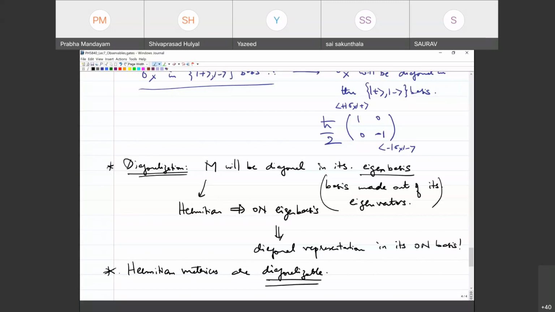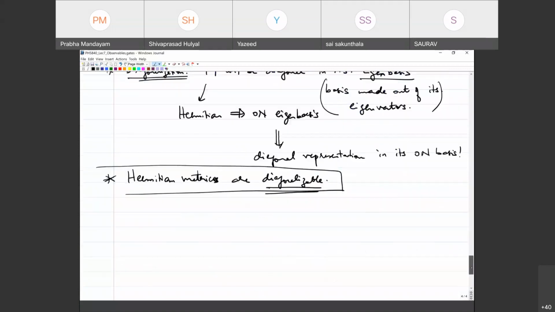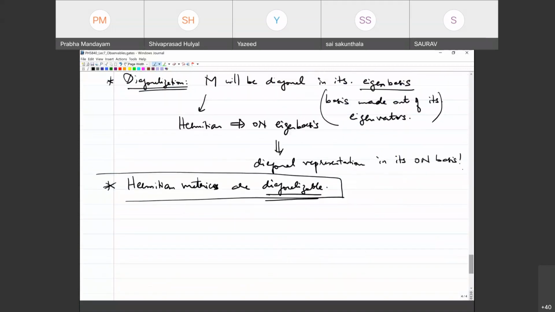It's also an important property from the point of view of quantum information. Hermitian matrices are diagonalizable, which means you can always throw them into a diagonal matrix representation. You just have to identify the right orthonormal basis. Once you do that, the Hermitian matrix is diagonal with real diagonal values, right? So you can always have a representation of a Hermitian matrix of this form.